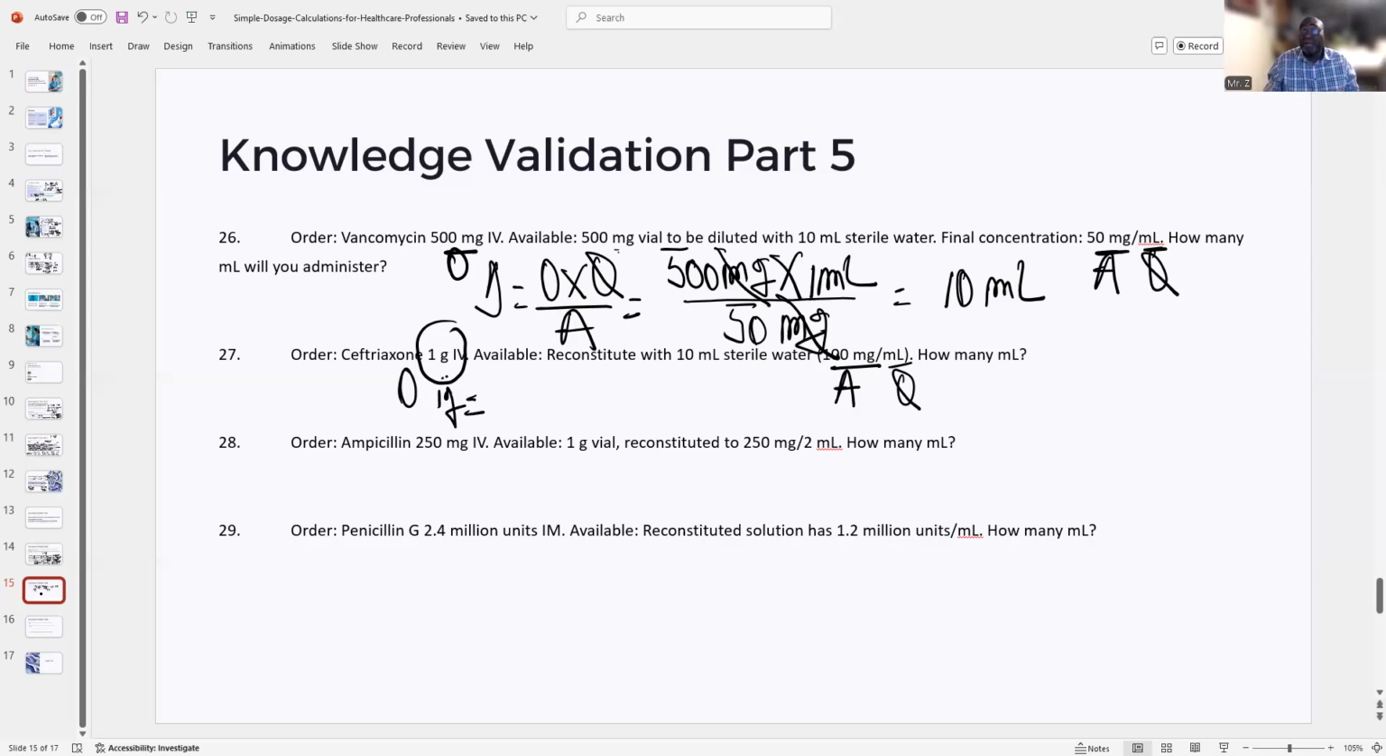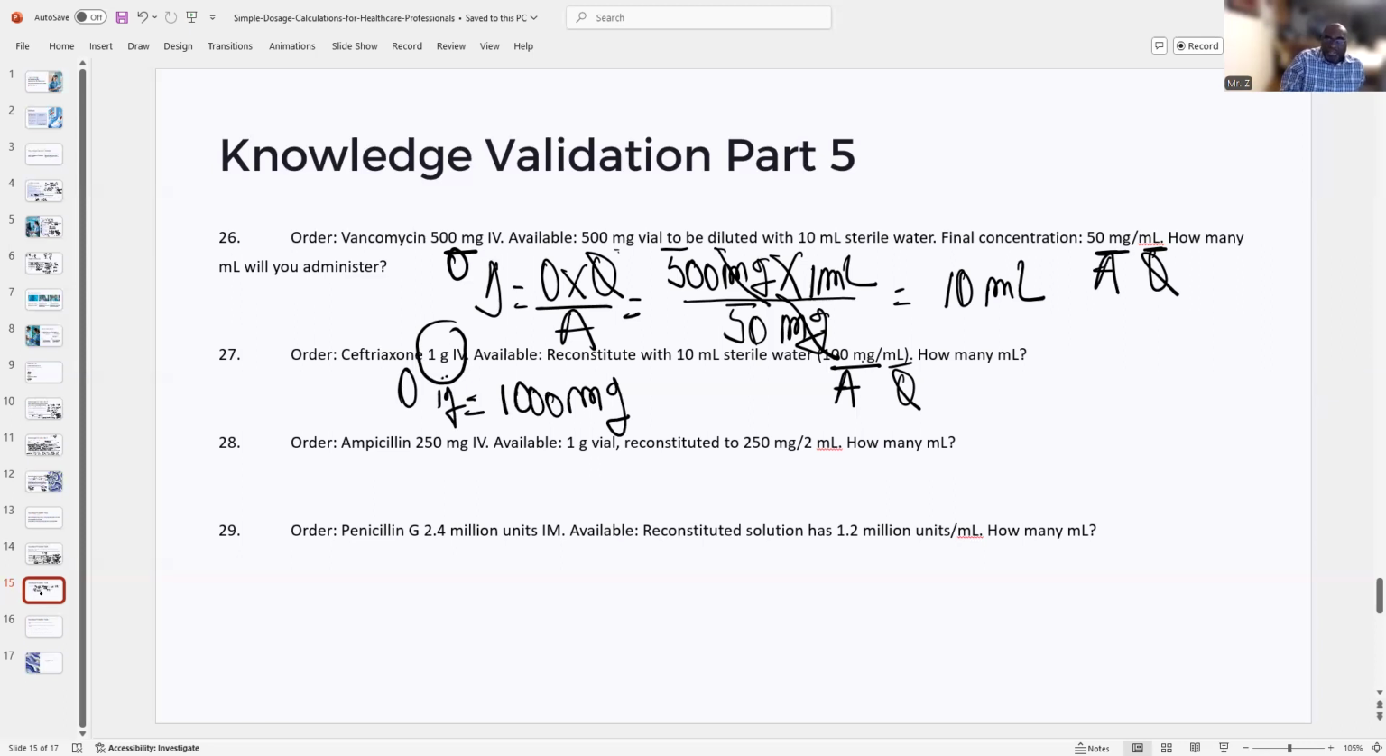Metric system. You have to know them, how to go from one system to the other one. 1 gram equals how many milligrams? All right, 1 gram equals 1,000 milligrams. So you have to convert your order to milligrams. Why? Because my available is in milligrams, my order is in grams.